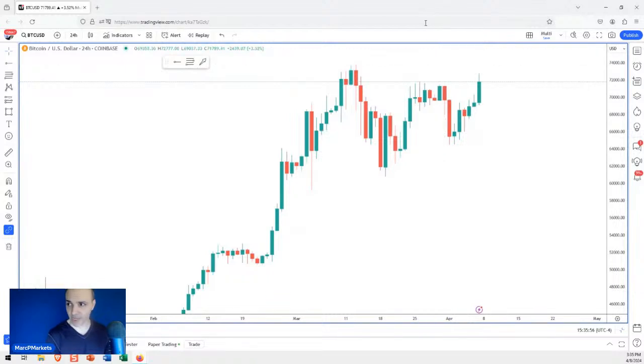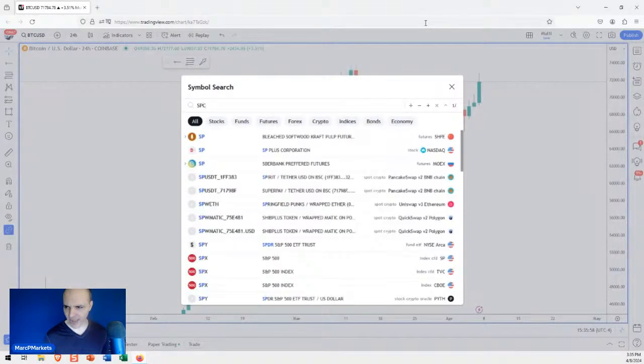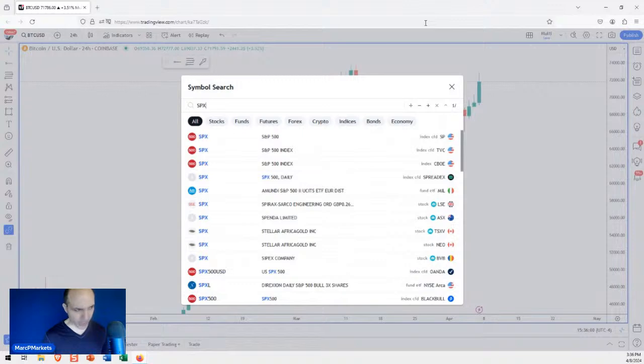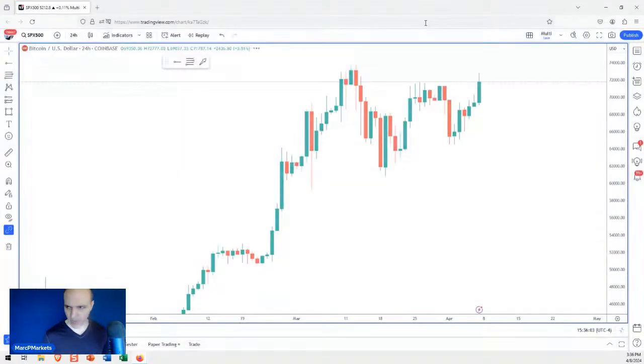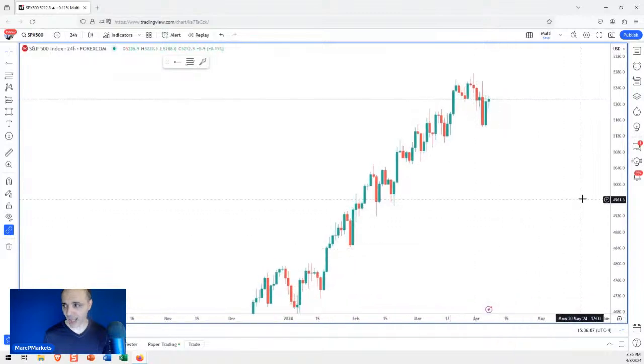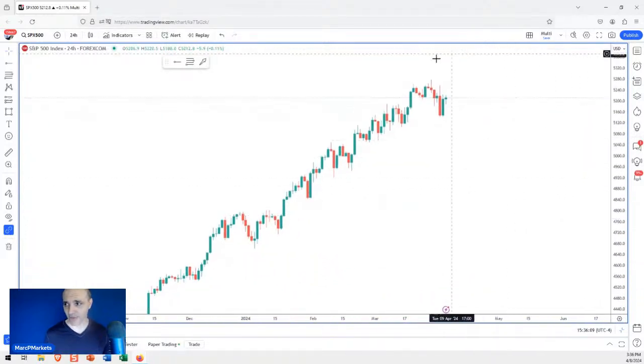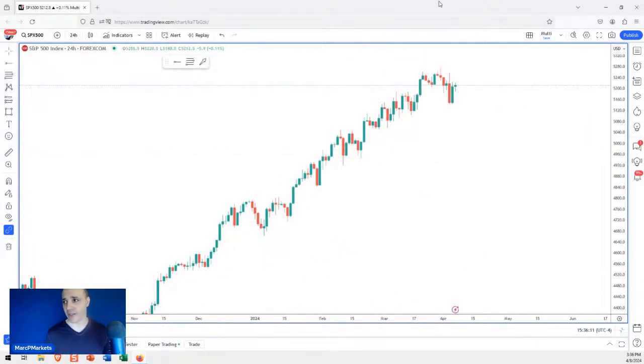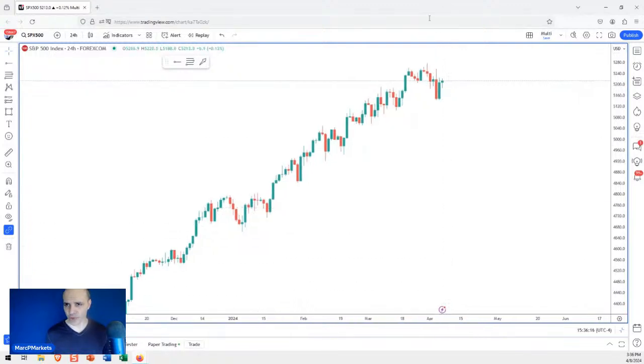So S&P, let's take a look, right? So we're going to go to SPX, USD, and Alex asks, do I think there's sector rotation? Well, I don't know. That's a tough question to answer from looking at the chart. Just look at this thing. There's no real pullback here.